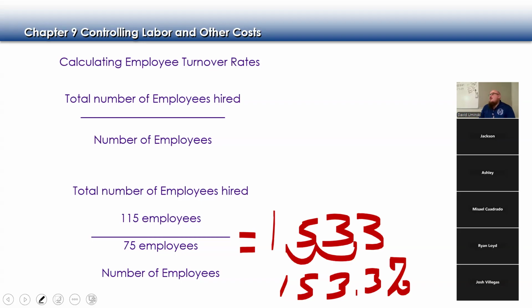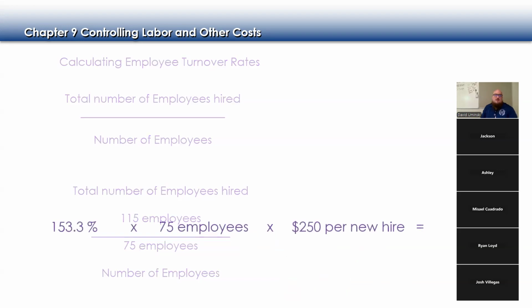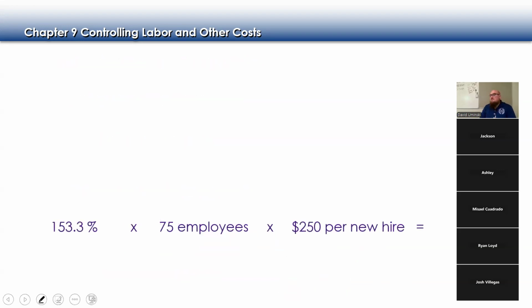I can't say what a common industry average is, but I do know that our industry traditionally has a higher turnover rate. Okay. So 153.3% times our 75 employees.